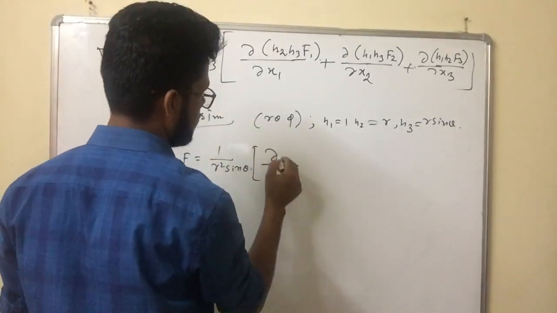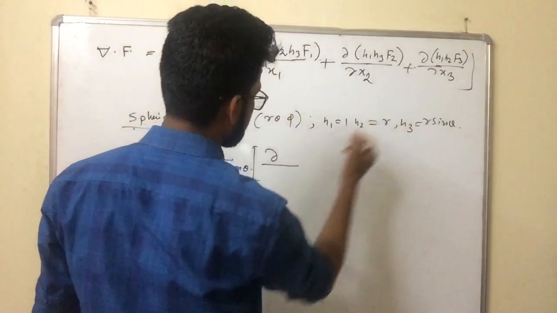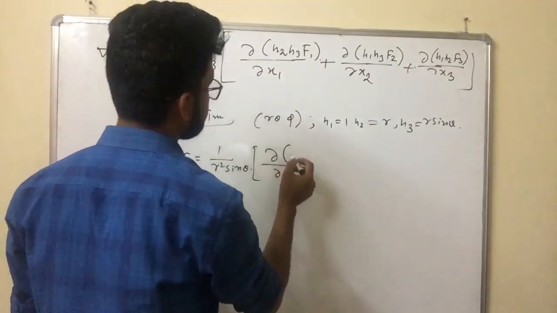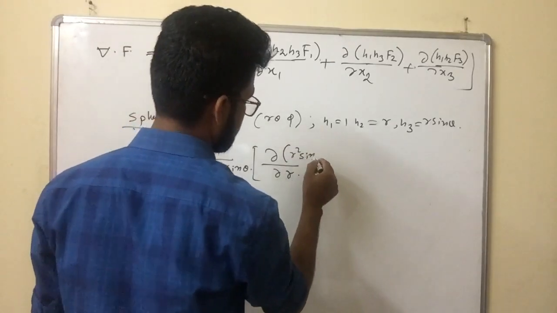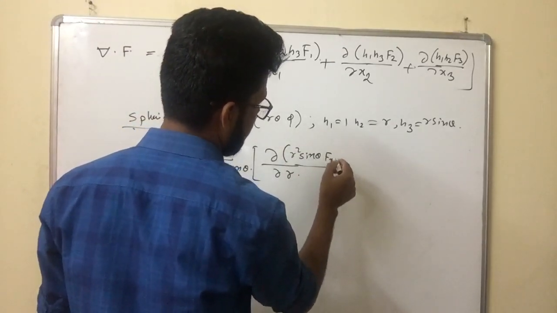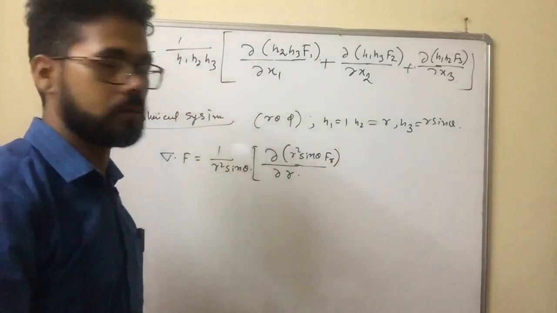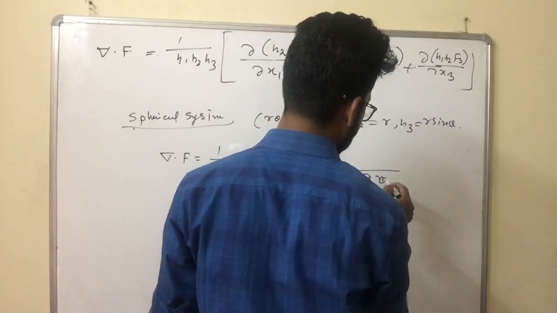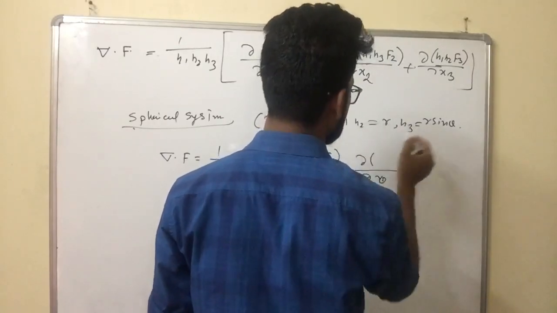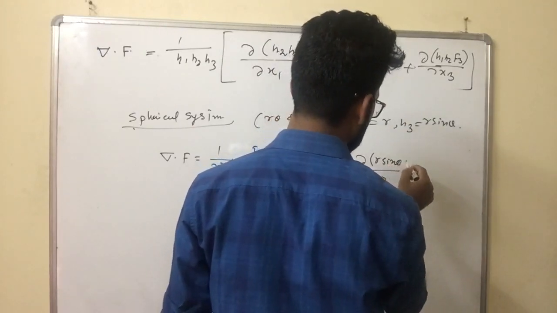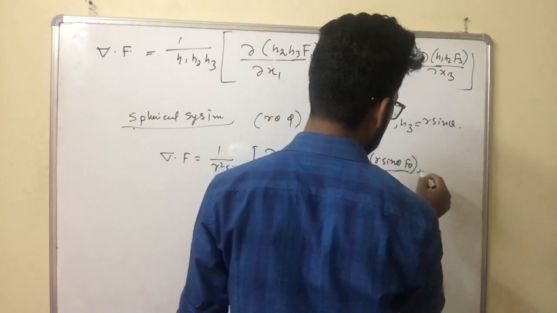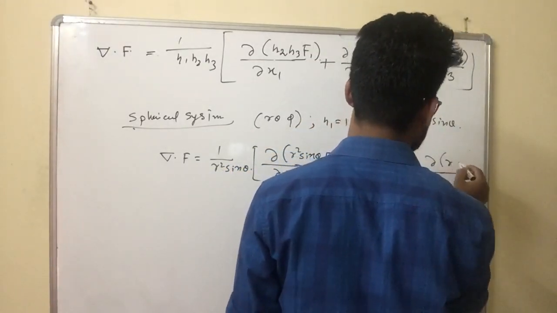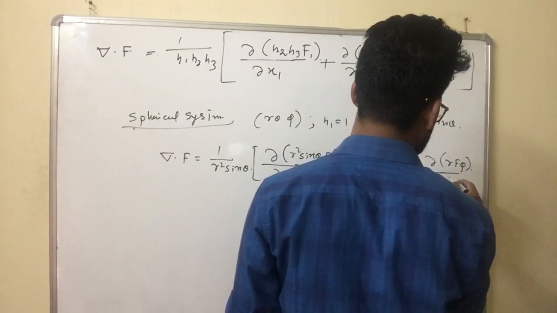First term, this will be 1 by h1 h2 h3, d by dr of h2 h3 F1, so it will be r square sin theta, F1, where I replace the r component, that is the F1 component. Next will be d by d theta, of h1 h3 F2, with h1 h3 equal to r sin theta, F theta. Next one will be d by d phi of h1 h2 F3, where h1 h2 means r, F phi.